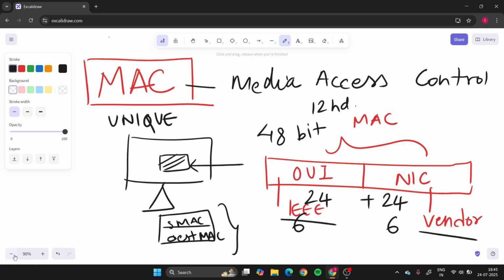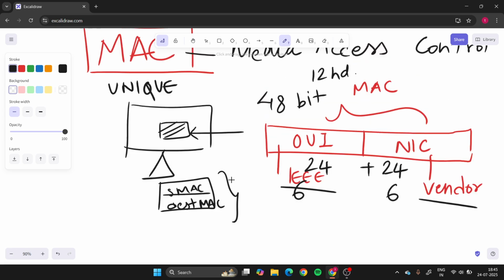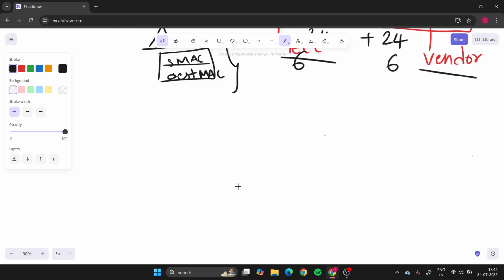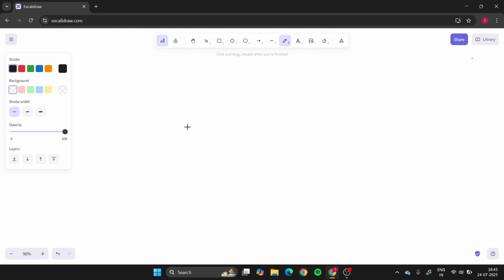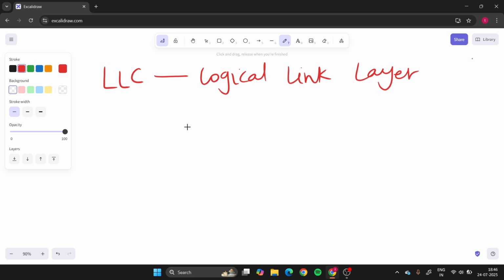So moving on, we'll be talking more about it when we discuss the data link layer functions. For now, I'll be talking about another concept which is called the LLC. This stands for logical link control. There's not much to it, but all I can tell you about this is the following.